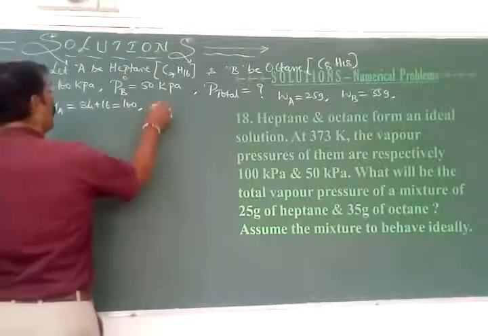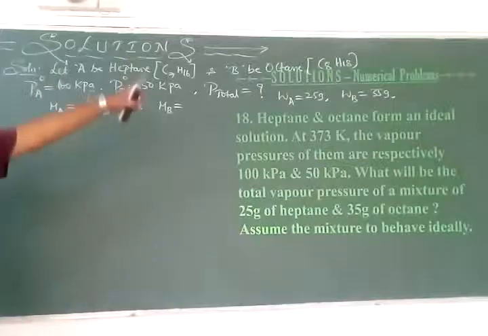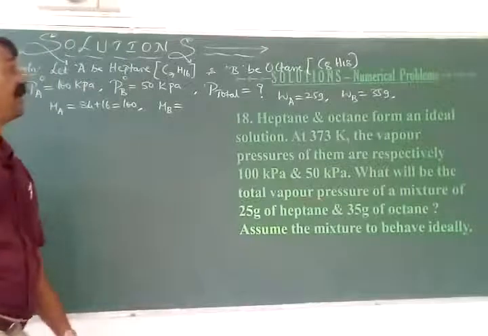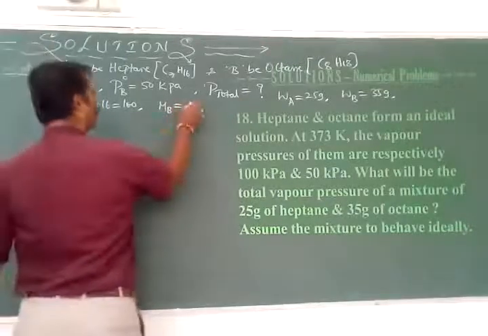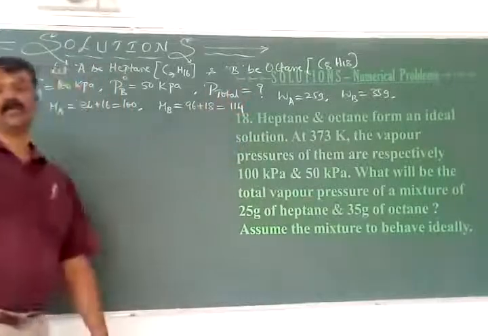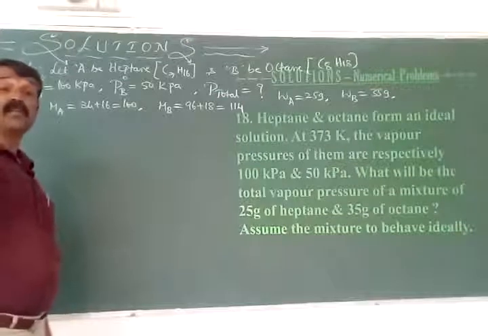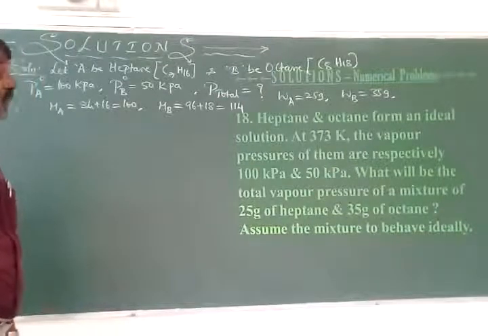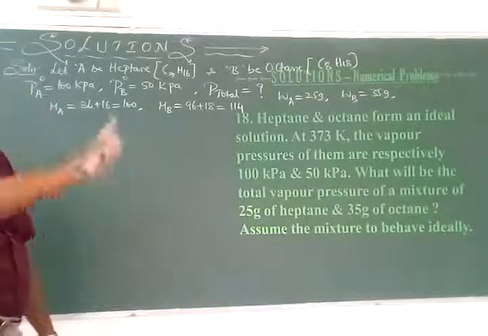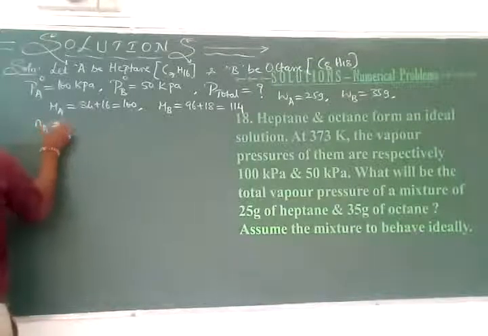Similarly, MB is the molar mass of B, which is octane. Octane is C8H18. Carbon is 12, 12 eights are 96, 96 plus 18 becomes 114. So 100 and 114 are the molar masses of the two different liquids, heptane and octane, which we denote as A and B respectively. Now, what is nA here?